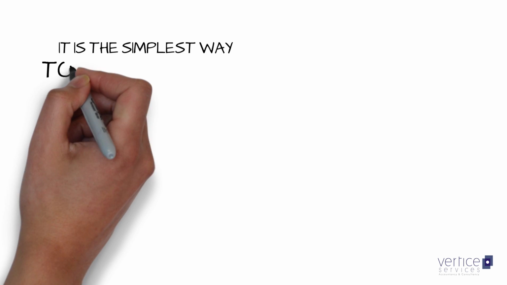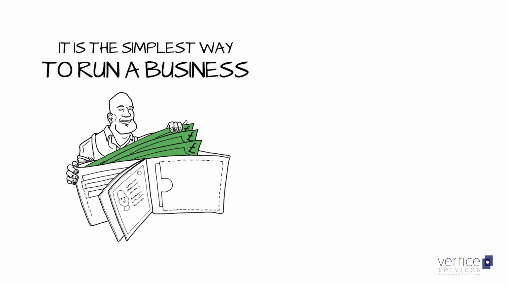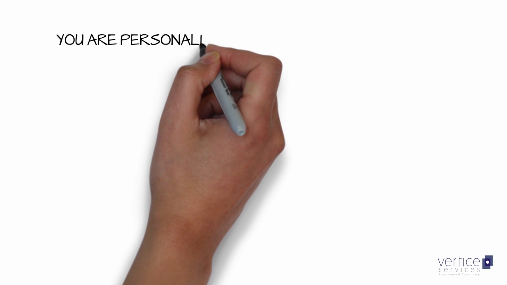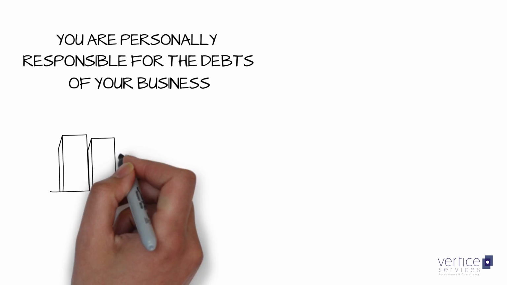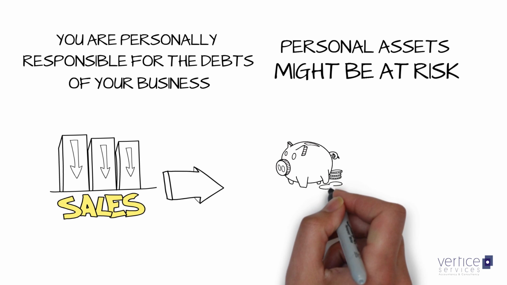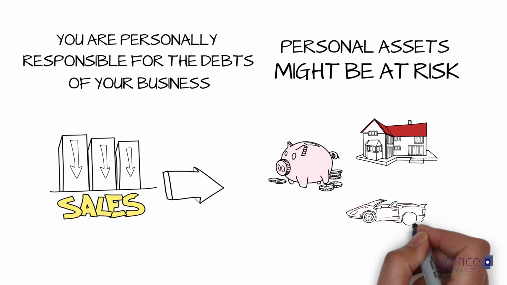Self-employment is the simplest way to run a business. This status allows you to keep all the profits that your business incurs. However, should it incur any debts, you will also be responsible for clearing them. That means your personal assets might be at risk, such as your house, your car, or your savings.